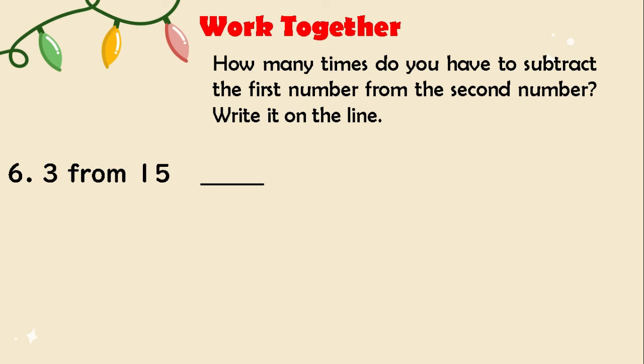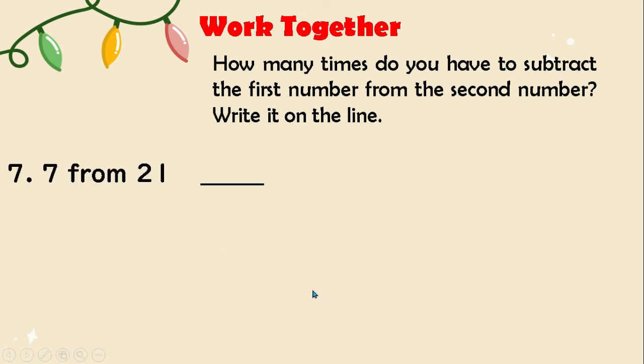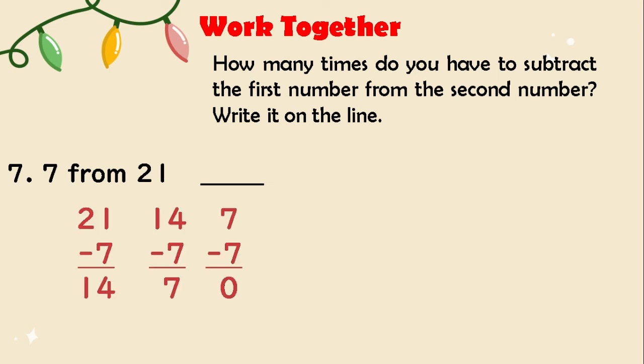So, 3 from 15. How many times do we need to subtract 3 from 15? The answer for that will be this. We have 1, 2, 3, 4, 5. Very good. For number 7, 7 from 21. How many times do we need to subtract 7 from 21? Let's count. 1, 2, 3. So from 21, 7 can be subtracted to make 3 groups.